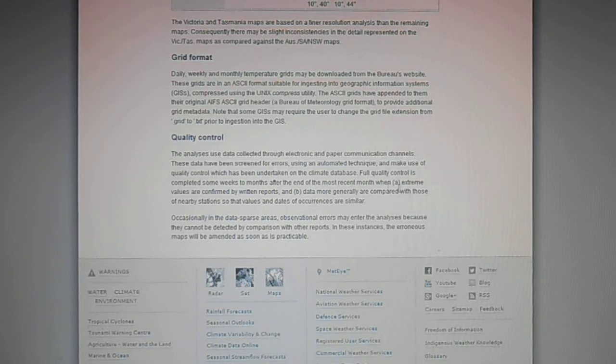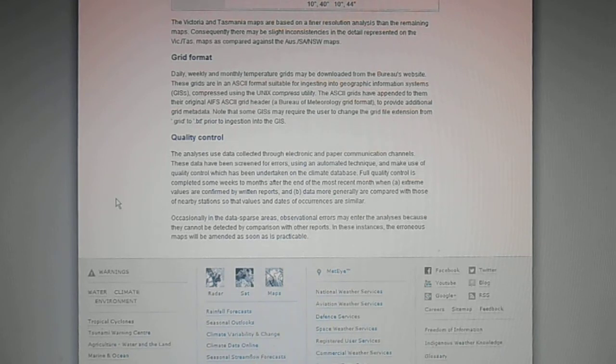Data more generally are compared with those of nearby stations so that values and dates of occurrences are similar. That means that if your area had a hailstorm but the guys across the road didn't get one, and nor did the island out to sea or the place up in the hills nearby, that your hailstorm will probably be deleted, and they'll check to make sure it was deleted.